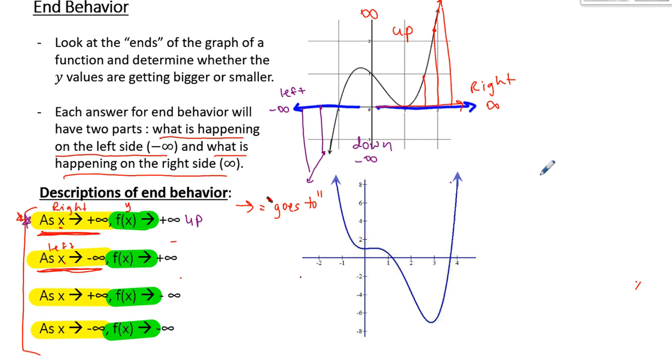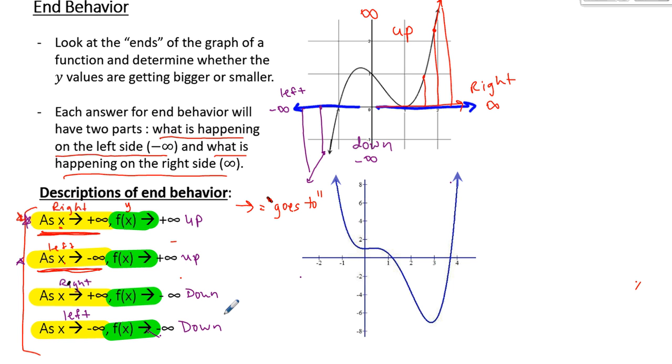This is all in math language over here. So this next one right here says, as x goes to negative infinity, or left, f of x goes up. Okay, this one says, as x goes to positive infinity, that's to the right, f of x goes to negative infinity, which is down. Okay, this one down here says, as x goes to negative infinity, which is to the left, f of x goes to negative infinity, which is down.